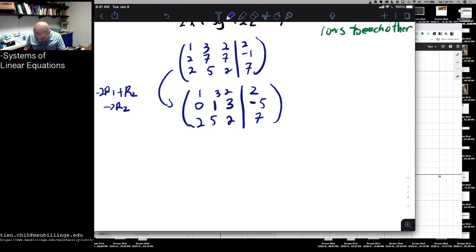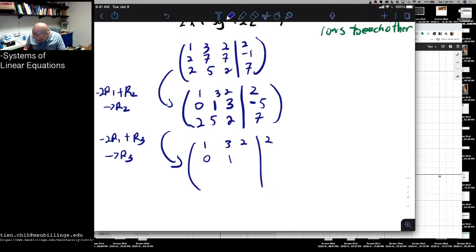Now I want to do the same thing to the third row. So -2 times the first row plus the third row into the third row gives me 1, 3, 2, 2, 0, 1, 3, -5, and then 0, -1, -2, 3. Alright, so that was -2 times the first row, added to the third row.